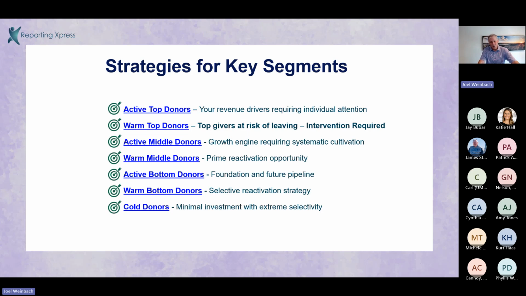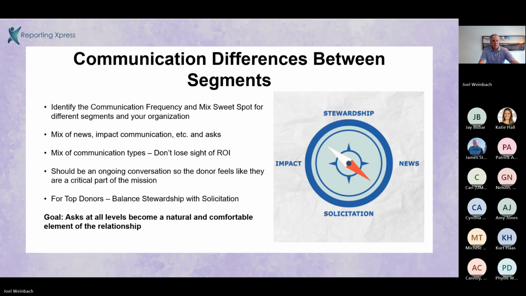Our warm bottom donors, you might selectively try to reactivate some of them. And our cold donors, you're probably not going to have a very high success rate with unless the data shows that you might. All right, so what we're going to talk about is mixing communication, timing in particular, seasonality, things like that between segments, and we'll look at several individual segments and look at some data and see what we see.